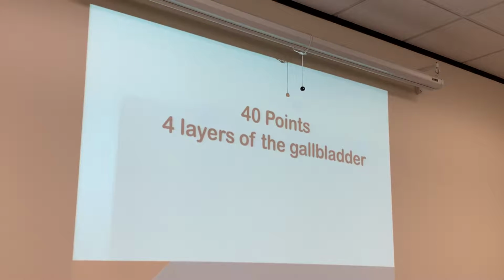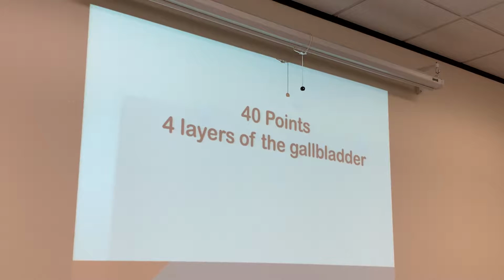Oh, here's one we haven't talked about, because I forgot to tell you. There are 4 layers of the gallbladder. You've got the serosa all the way down to the epithelium. So you have the serosa, then you have a muscle layer, after that the mucosa, and then you have the epithelium.